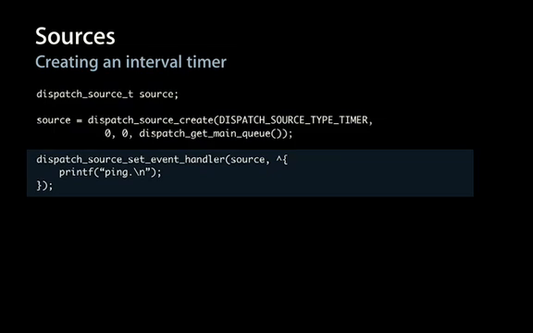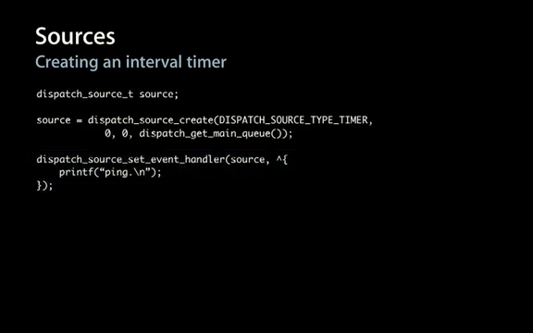And we can set a block. That's an event handler. Doesn't take any arguments. If you need access to the source, just go ahead and use the source. It's going to be in scope at the time that you set the event handler. And in this case, we're just going to print ping. Very simple.